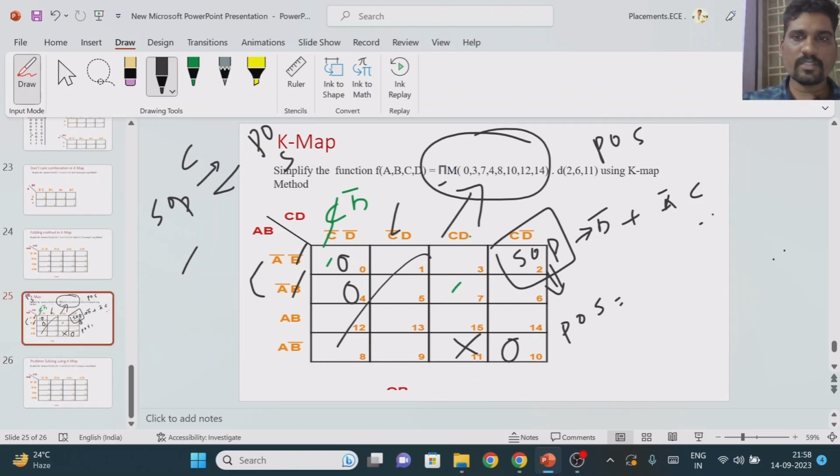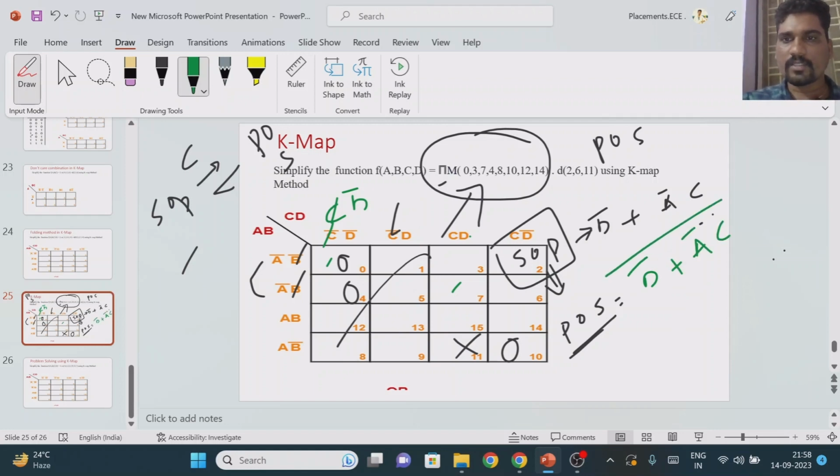Now what is the meaning of this? Whatever expression we got, something like D bar plus A bar C, if you want to find out the POS, just apply the complement to it. Now it is in terms of the POS form, right?